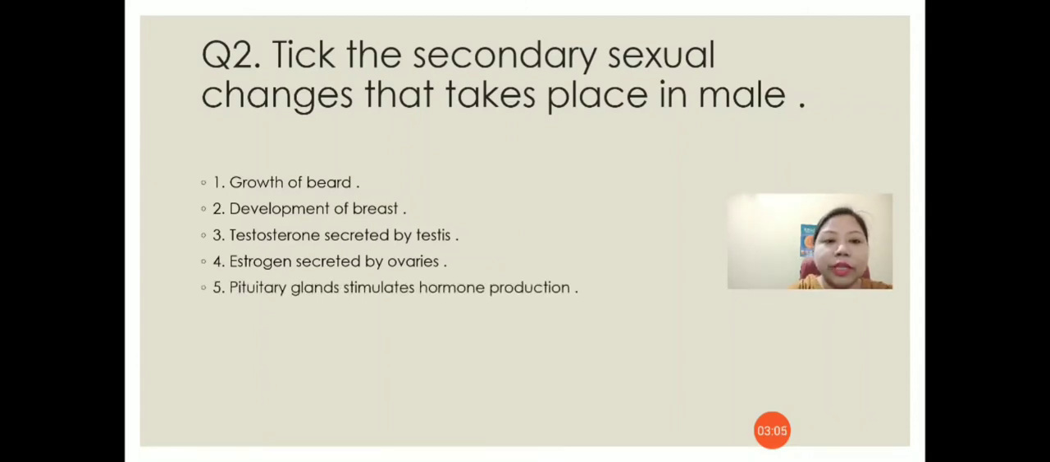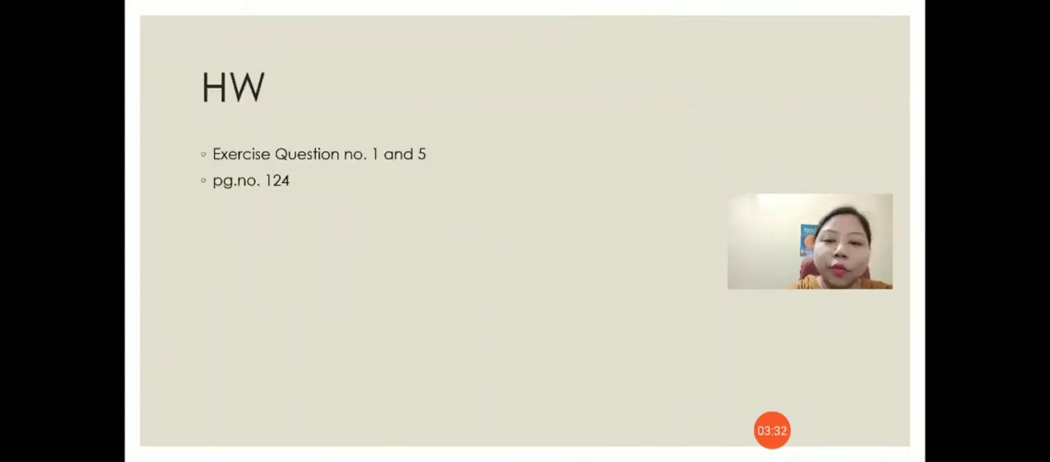Pituitary glands stimulate hormone production. So in both male and female, pituitary gland is responsible for stimulating hormone production. So this is also correct. So the correct sentences are growth of beard, testosterone secreted by testes, and pituitary gland stimulates hormone production. This is the homework which you have for today's class. Exercise question number 1 and 5, page number 124.